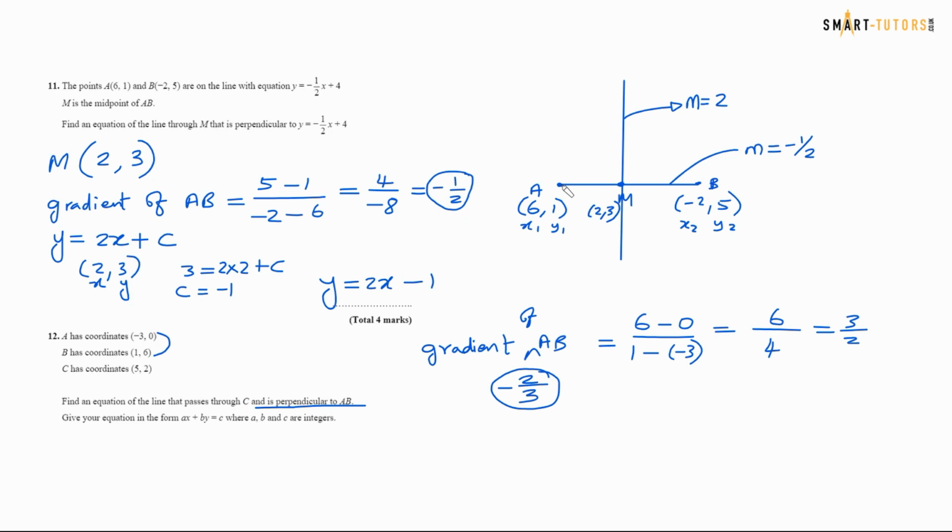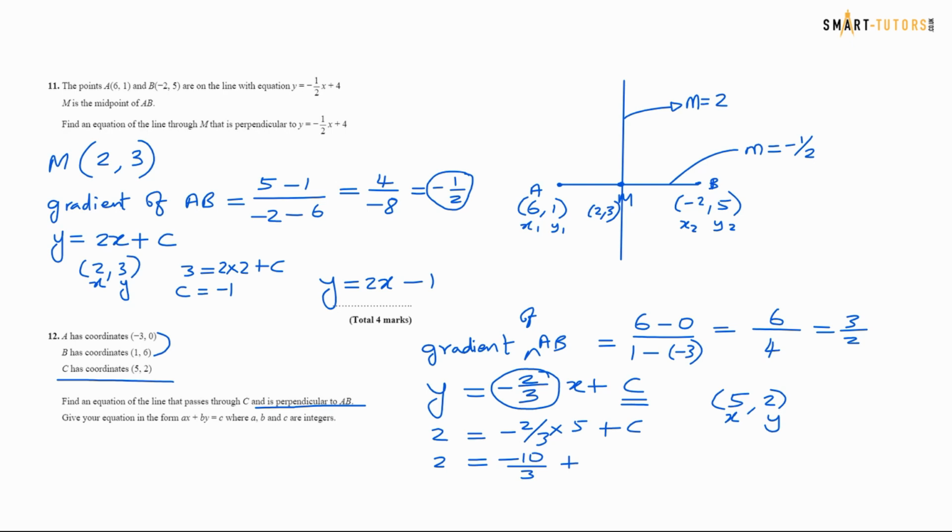And now the equation we are going to write. So y equals minus 2 upon 3 x plus c. We need to find out the intercept c. But the line is passing through the coordinate C. Coordinate C is (5, 2). So x and y. So y is 2, equals minus 2 upon 3 times 5 plus c. So a little bit of fraction calculation: equals minus 10 upon 3 plus c. So bring the minus 10 upon 3 to the other side. So c equals 2 plus 10 upon 3.